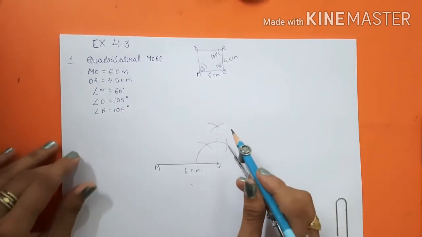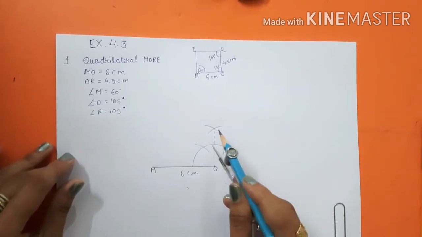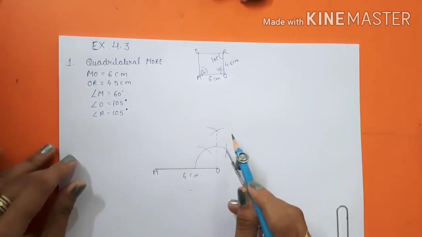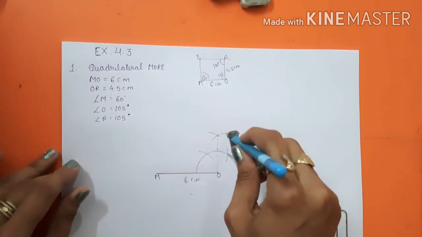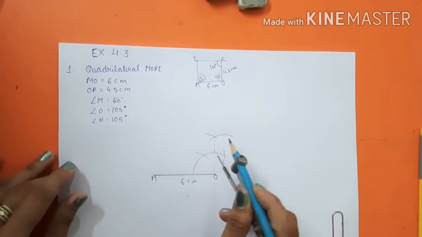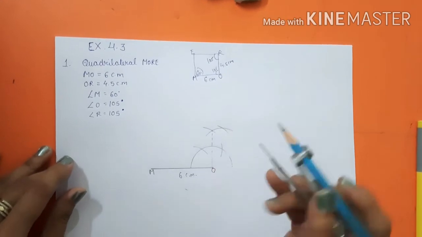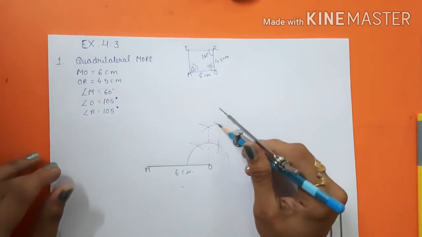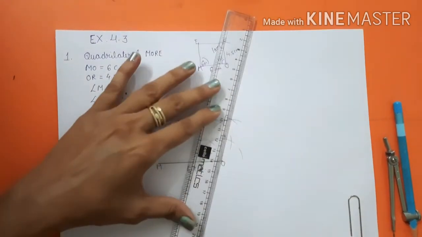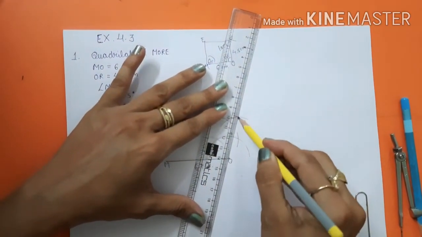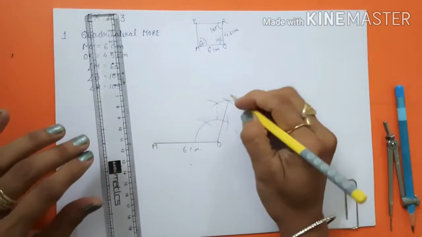Again, we'll take a compass and from 120, because in between 90 and 120, there will be 105. So we'll cut one arc from here and one arc from 90 degree. This intersecting point will be the angle of 105 degree. So now we'll join this line. And this is the point R.